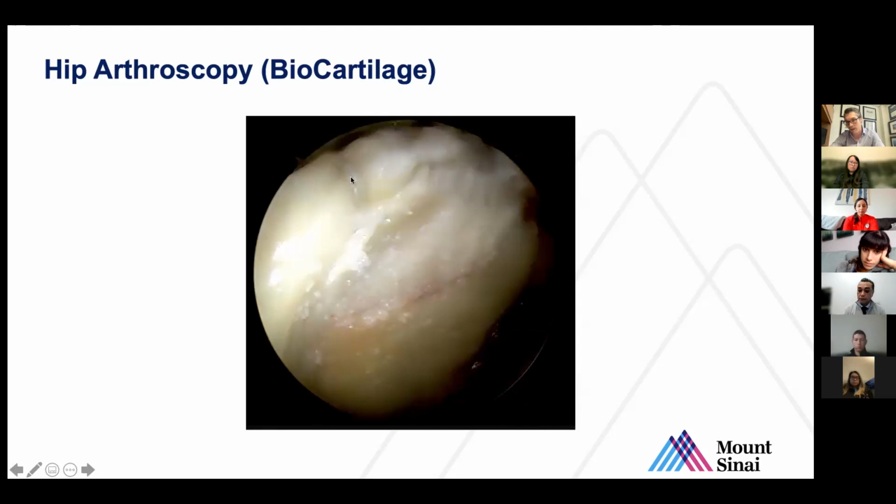And so this is your labral repair. See a suture right in through here. It's your labral repair. And this is your BioCartilage allograft right in here.